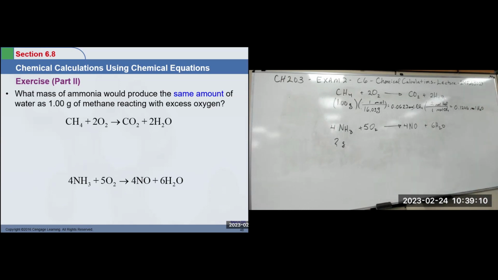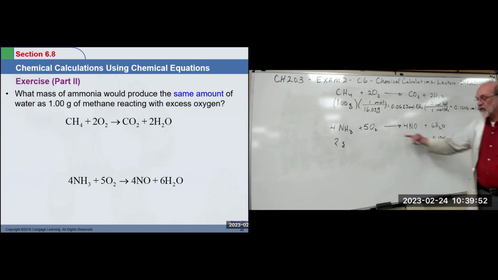Okay. Now at this point, if the question were not stated the way it was, if it was just asking what mass of water is produced, then you would take that number of moles and convert it back to mass. Right? Molar mass, grams per mole, cancels the moles and leaves you with grams. 18.02 times that will give you the mass of water. Okay, if that were the question. But that's not it. What we want is 0.1246 moles of water from this reaction. The same number of moles, exactly the same number.